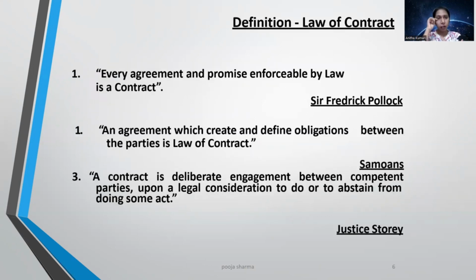So this is the definition of a contract: every agreement and promise enforceable by law is a contract. What is called enforceable? That which is acceptable by law is called enforceable. You cannot say that every agreement is a contract. No, not all agreements can be called a contract.